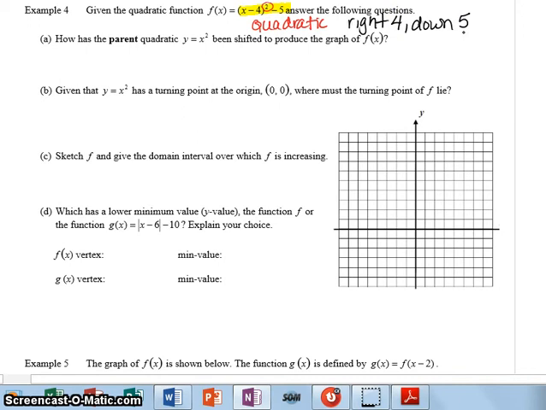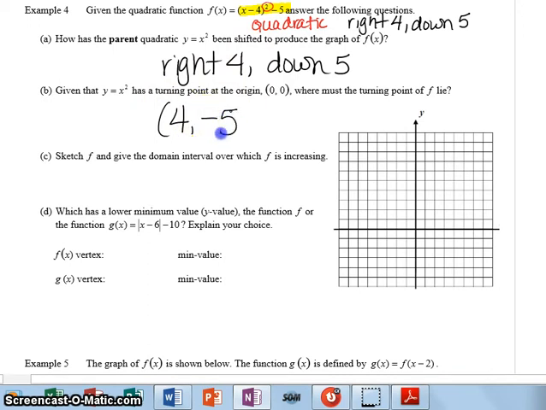How has the parent quadratic been shifted to produce the graph of f of x? Well, I just said that. So right 4, down 5. Given that y equals f of x has a turning point at (0, 0), where must the new turning point be? Well, guess what, guys? It's +4, so the opposite sign on your x, and then -5. That's my new vertex.